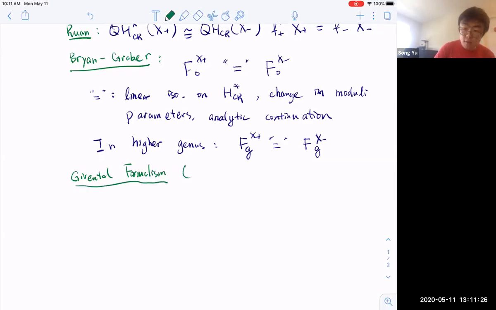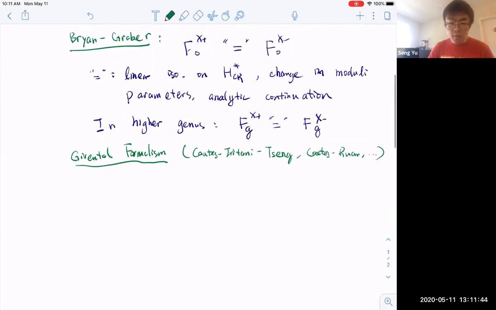So this is, I guess, down in the papers of Coates, Iritani, and Jiang. Also a paper of Coates and Ruan, etc.